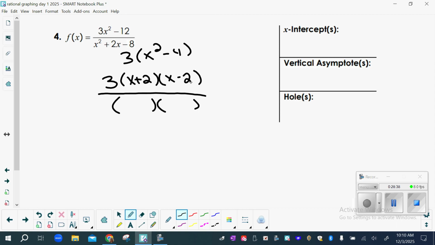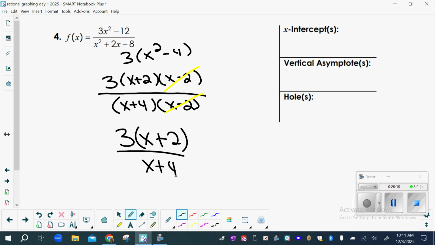How are we doing? Are we okay on the top? Here comes the bottom. X plus 4, X minus 2. Okay. That was our real first step. Second step, lightly cross off what you don't need. Cross off what cancels lightly. Nice and light, right? So here's what I'm working with: 3 times X plus 2 over X plus 4. Okay, that's what I'm working with.